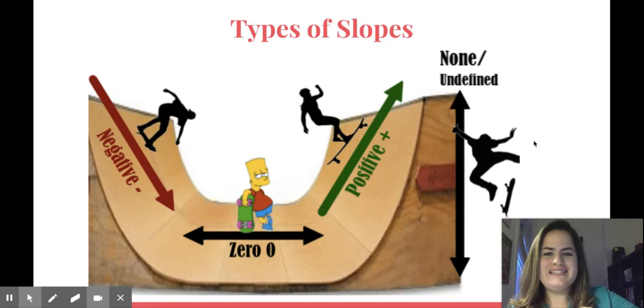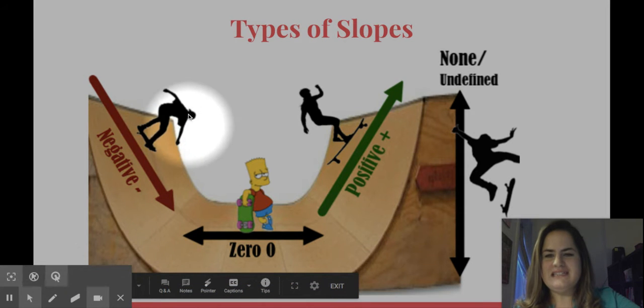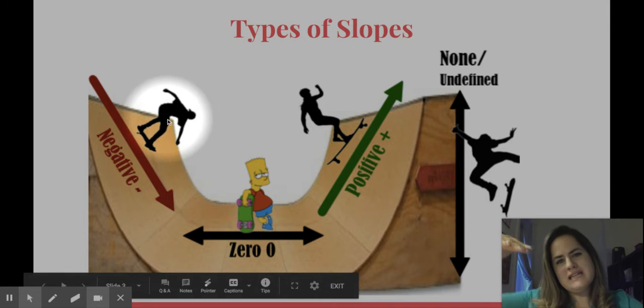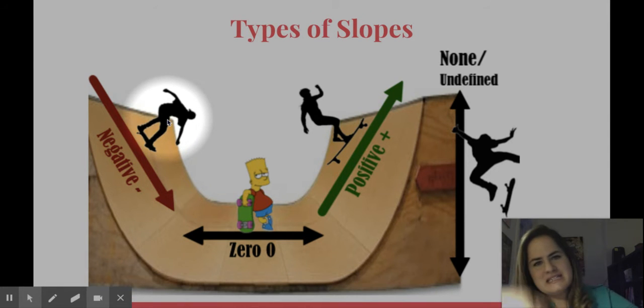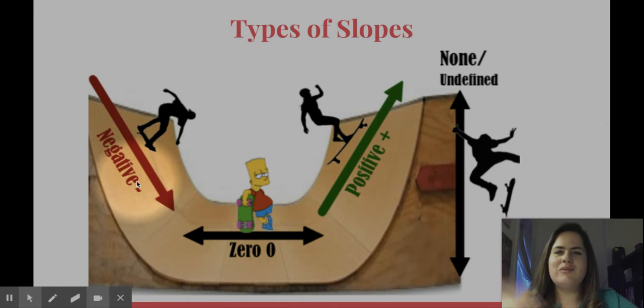Okay, so let's talk about the 4 types of slopes. The first one we have is when a skateboarder is going downhill. Any line that's going downhill like that is going to have a negative sign in front of it, called a negative slope, or decreasing, if you want to get all sciencey.